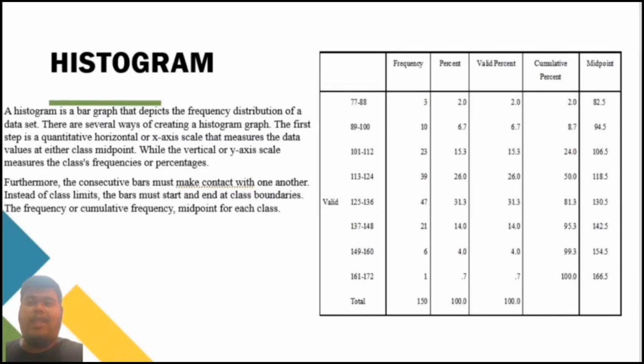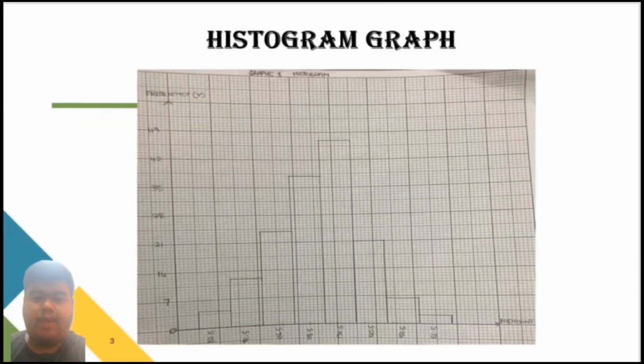There are several ways of creating a histogram graph. The first step is to set a quantitative horizontal or x-axis scale that measures the data value at either the class midpoint, while the vertical or y-axis measures the class frequency or percentage. From the data that we get, we can use the frequency and the midpoint to make a histogram graph. This is the histogram graph that has been created.